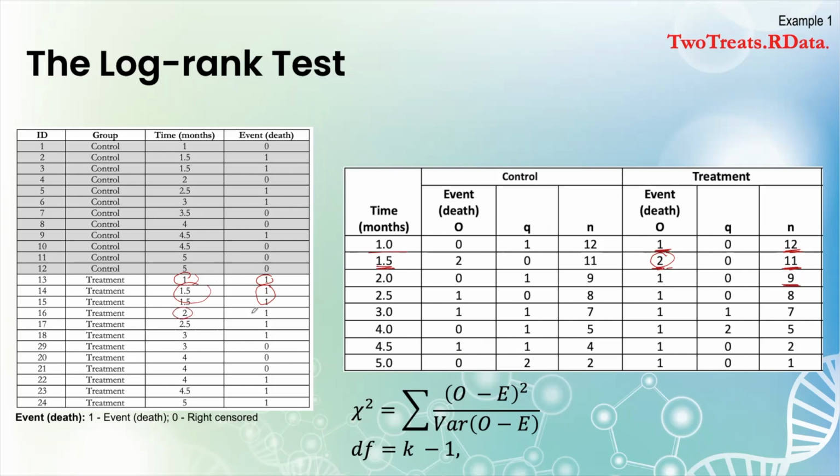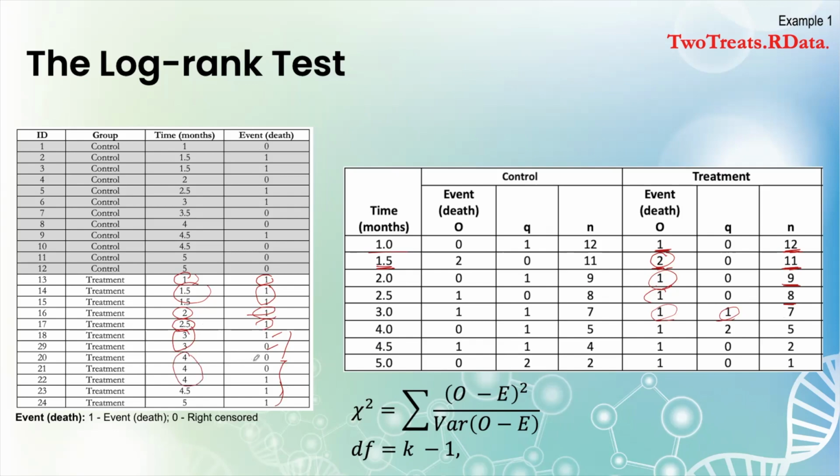On the 2nd month, 1 patient died. So that is 1. So 9 minus 1, we have 8 patients left. And then at 2.5 months, another patient died. So 1 here. And then after 3 months, 1 died, 1 did not. So this is 1 and 1. So among the 7 patients, so these are the 7 patients.